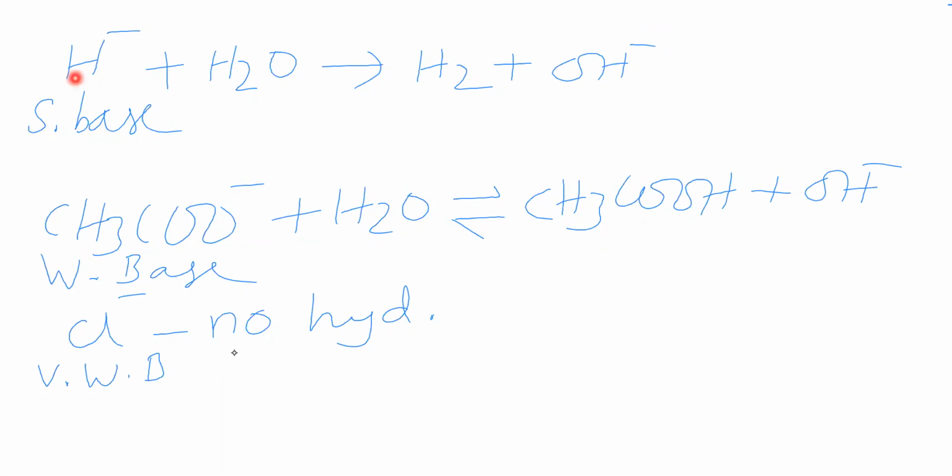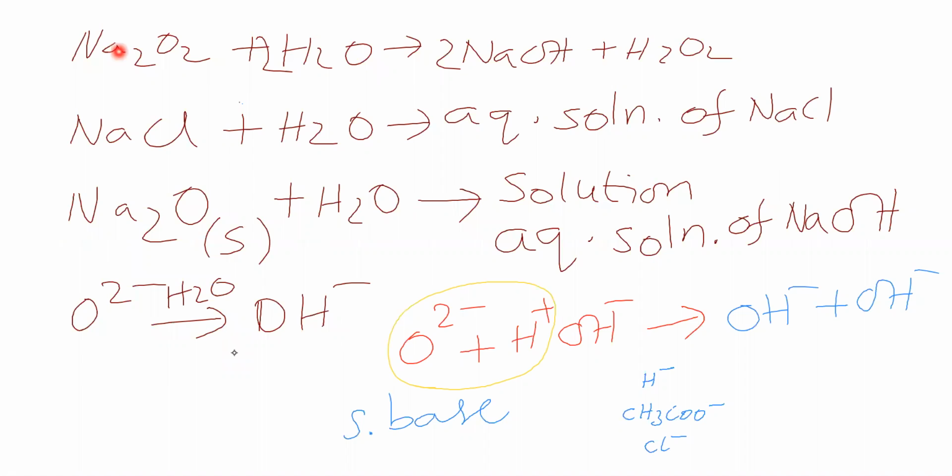Strong base anion is from very weak acid. Now we will come back to this oxide. This oxide will undergo complete hydrolysis. Now we will take this sodium peroxide. Sodium peroxide with water gives sodium hydroxide and hydrogen peroxide. Why is it so? Sodium peroxide, on dissolving in water, gives sodium hydroxide and hydrogen peroxide.